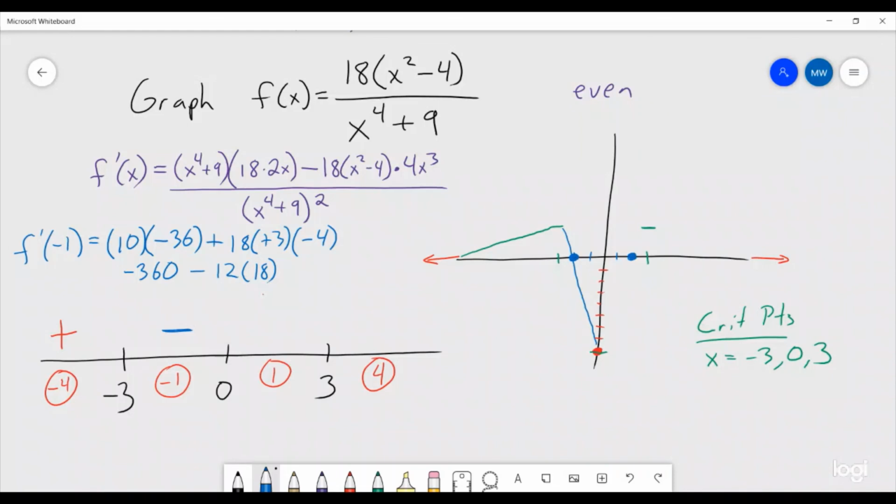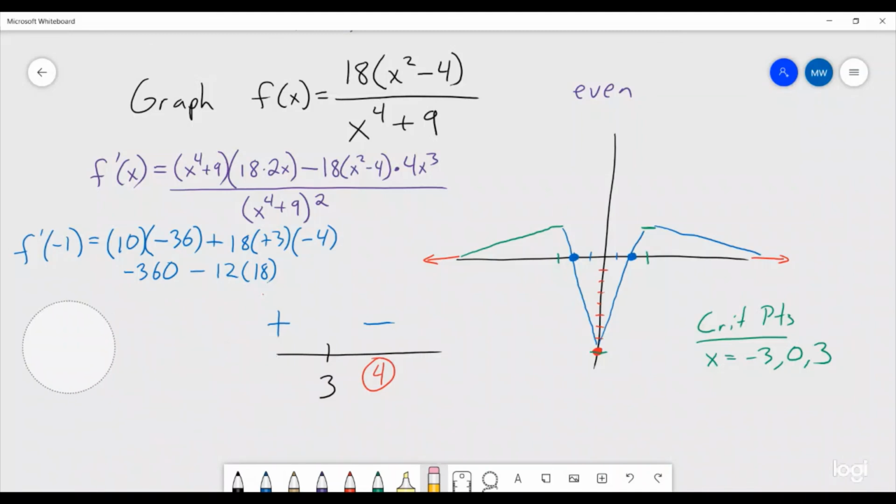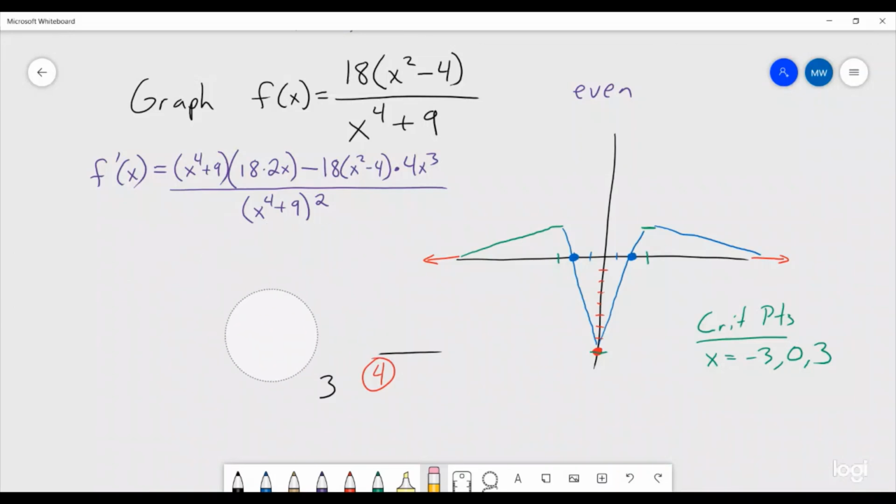And then we know it's even, so we actually don't have to test the other numbers. We know it's going to have to be reflective, so it's going to have to go like this. So now we just have to fill in what's the specific shape, and we're going to be doing that using, you guessed it, the second derivative. So let's go through and find the second derivative of this. Now, is this going to be pretty? Probably not. Second derivatives rarely are pretty, but we're going to have to do it anyway.